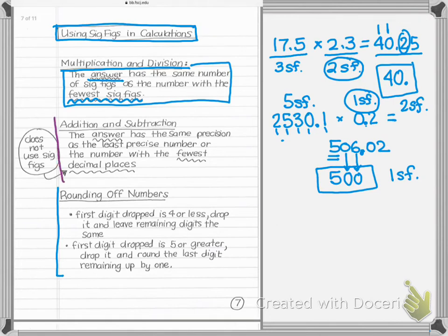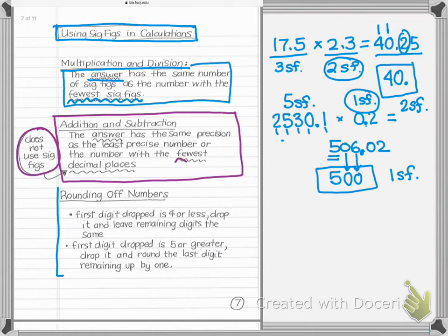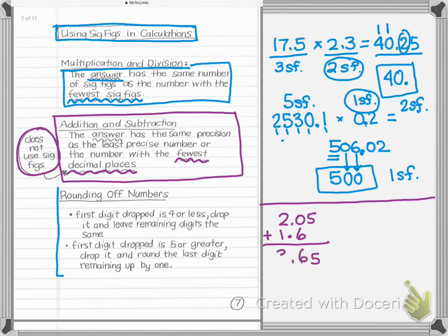So now let's look at the other type of math tool we could use, which is addition and subtraction. Notice here that we're not going to use significant figures. It says the answer has the same precision as the least precise number, or the number with the fewest decimal places. So we're going to be looking for decimal places here. Let's say I take 2.05 and I add 1.6. If I add that, just do your math first, I get 3.65.